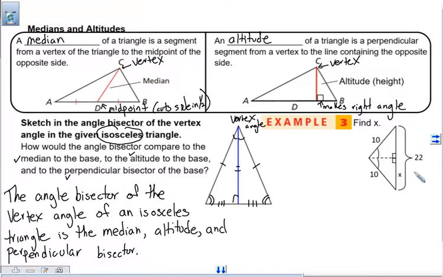Okay, so in our next figure, we have an angle bisector, and this is an isosceles triangle. We know our base, so how would we find x? We would divide 22 in half, and that would get us 11 for x.